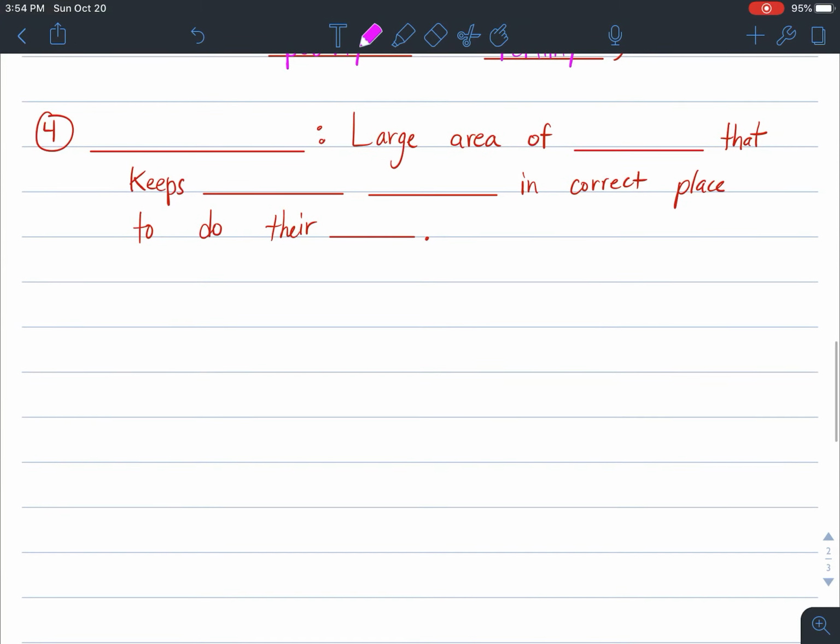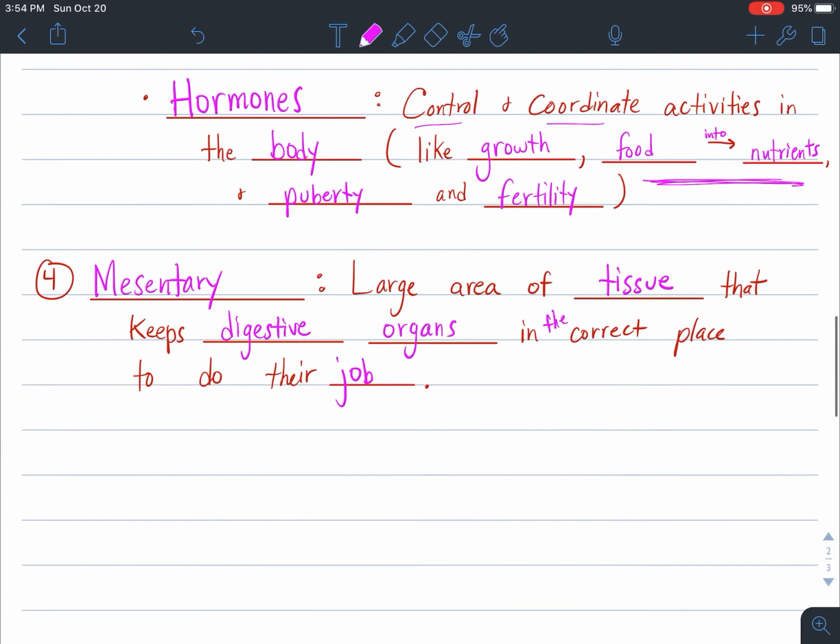The fourth and final component of our digestive system is something called the mesentery. Now, the mesentery is just a large area of tissue. And its job is to keep all of our digestive organs, all that 29.5 feet of digestive organs, highly organized. So the mesentery is a large area of tissue that keeps digestive organs in the correct place to do their job. So hey, thanks mesentery.